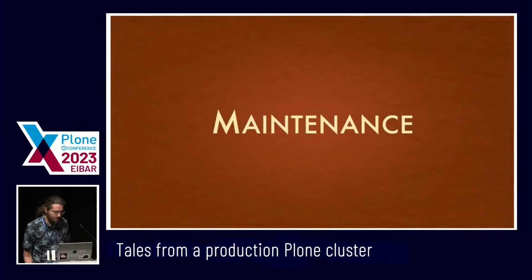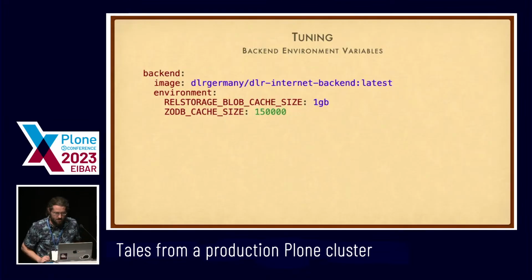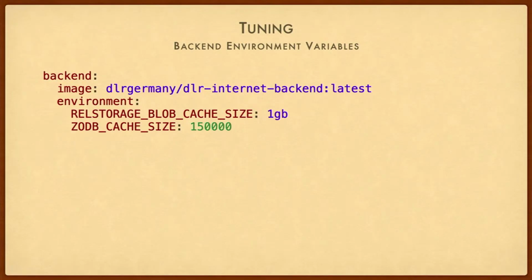Okay, so we know some of the things we need to think about in order to get high availability. Let's talk now about what processes we need to be running over time to maintain the system. There's some variables that we're going to want to tune just to make sure that things are using the resources as efficiently as possible. We are using RelStorage. We are storing our blobs in Postgres. This is not the only way to do it. You can also put them on the file system. But because we have a number of different machines, keeping them in Postgres is an easy way to make sure that they're available from everywhere.